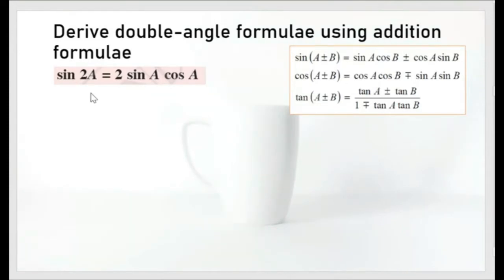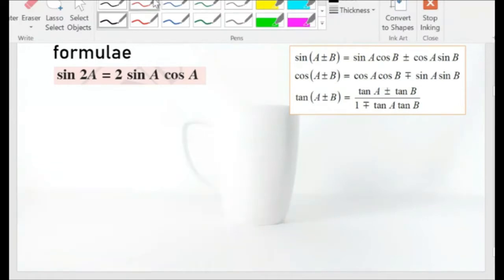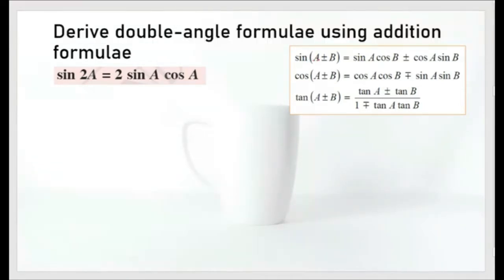For sine 2A, how do we get sine 2A equal to 2 sine A cos A? We can use the addition formula to get it. From sine A plus B, sine 2A is equal to sine A plus A, right? So it's sine A plus A.